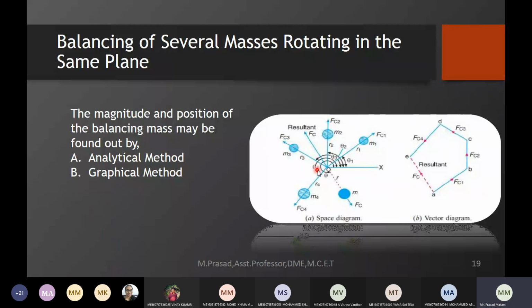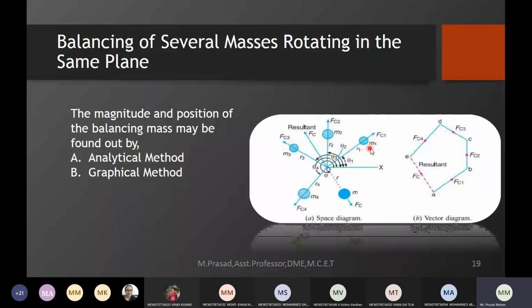And this is your mass M3 at radius R3 making an angle theta 3. This is mass M4 at radius R4 making an angle theta 4. So now this is my balancing mass M at radius R with respect to this x-axis. It makes an angle theta. Now you can see the vector diagram here.